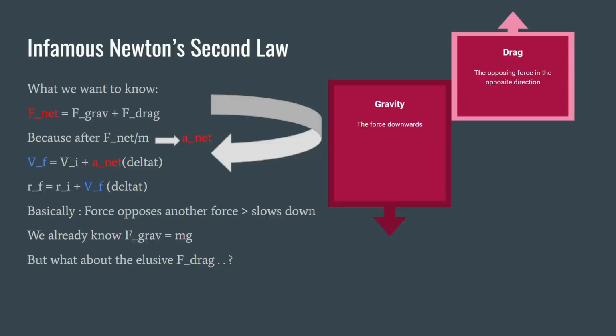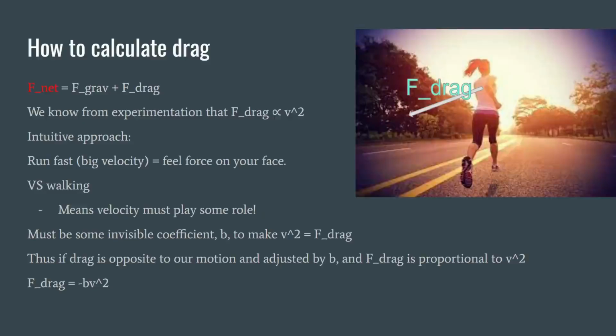Thus, I could say that I could model it all and reverse engineer it to get the vice versa of all the others. The force of drag is proportional to velocity squared. That's intuitive. If I run, I feel a lot more drag force than walking. And if I scale it by b and say that's in the negative direction, say that the drag force is opposite to my motion, like say the drag is equal to negative bv squared.